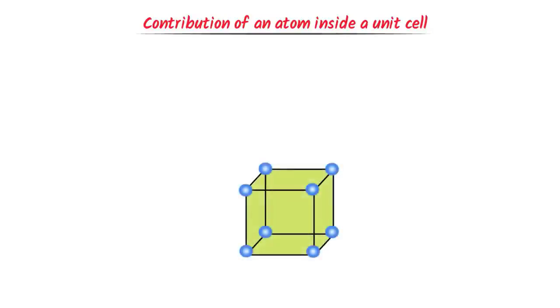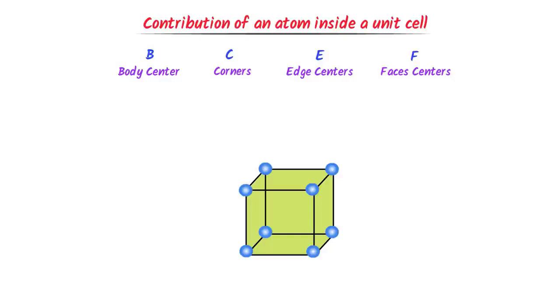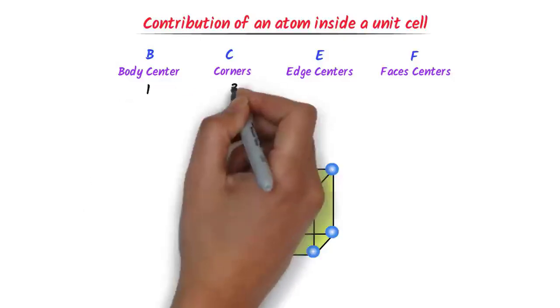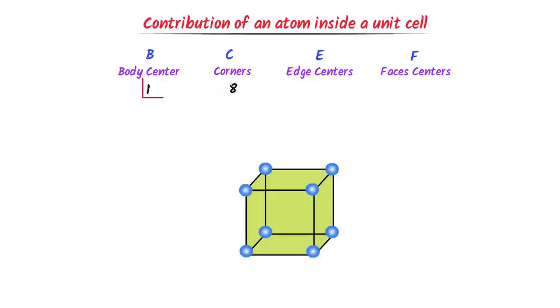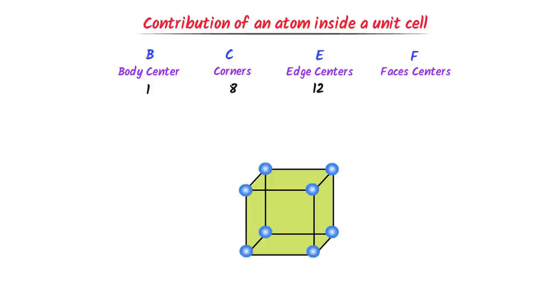Consider this unit cell. I write BC, I skip D, and I write EF. This B stands for body-centered, this C stands for corner, this E stands for edge-centered, this F stands for face-centered. Now listen carefully. I write 18. I subtract 6 from 18, I get 12. Then I subtract 6 from 12, I get 6.